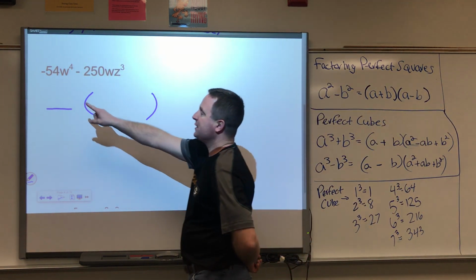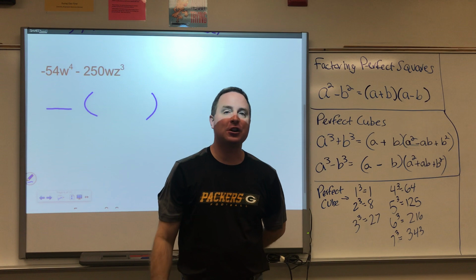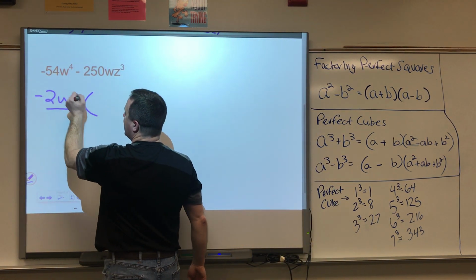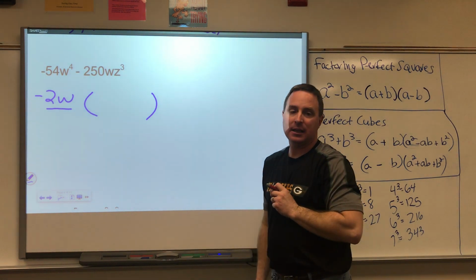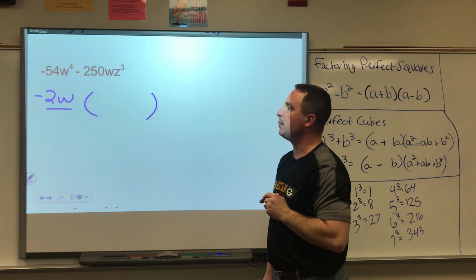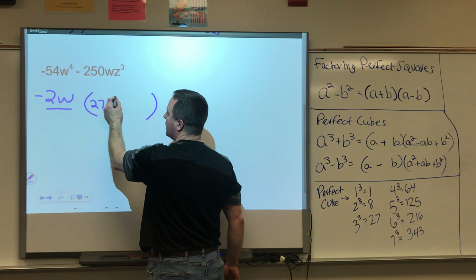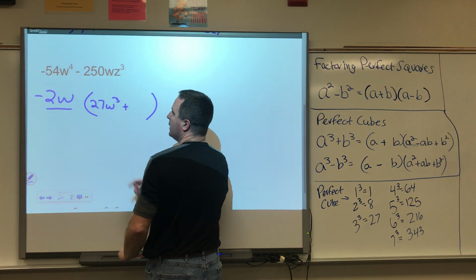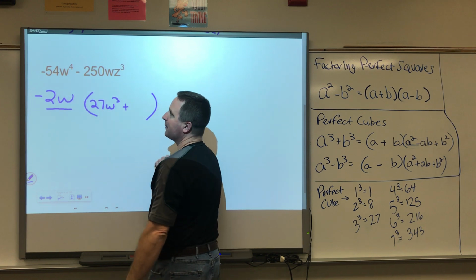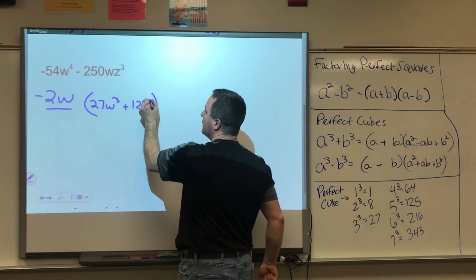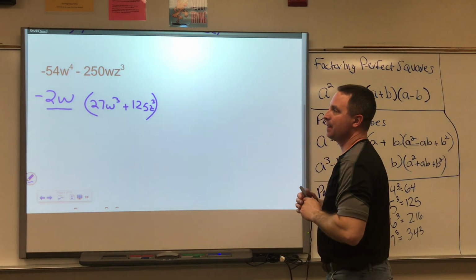And the other thing here is, look at this negative sign. Do we like the first term to be negative? No. So I'm going to take out a negative 2. And I think they each have a W as well. If I take out a negative 2W, 54 divided by 2 is going to be 27W cubed. That's going to turn to plus when I divide out the negative. And 250 divided by 2 is 125Z cubed.